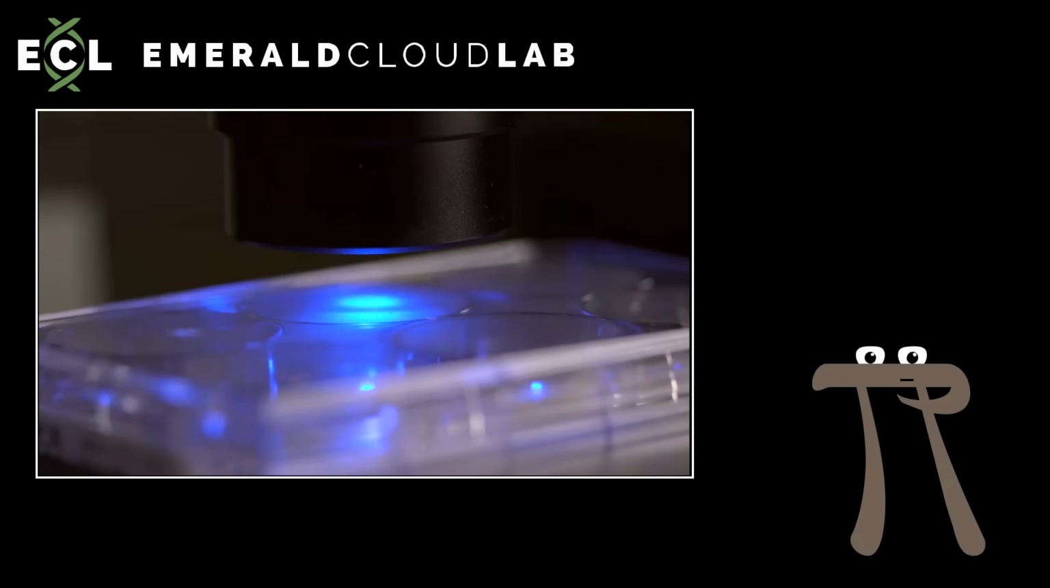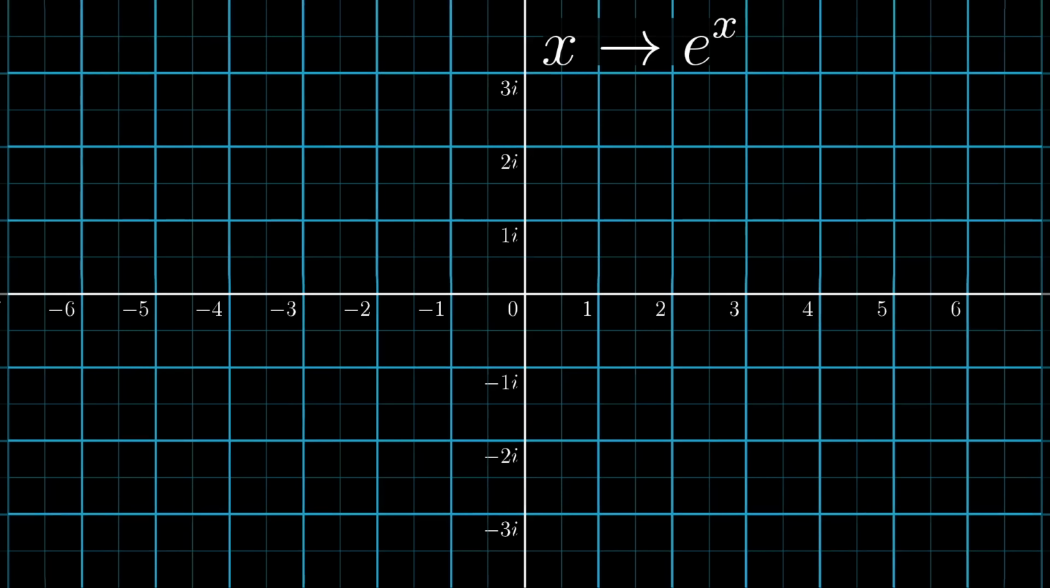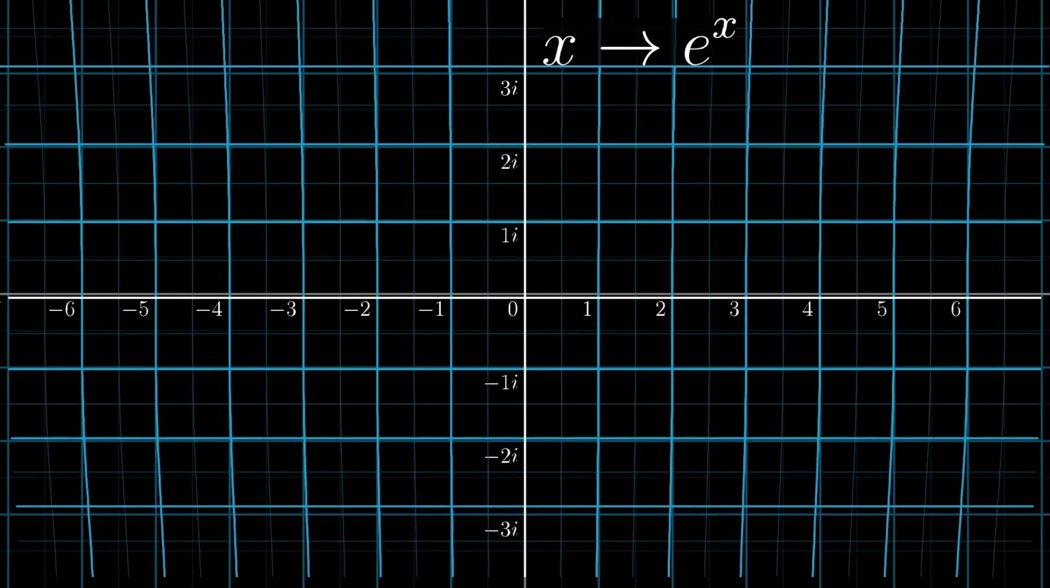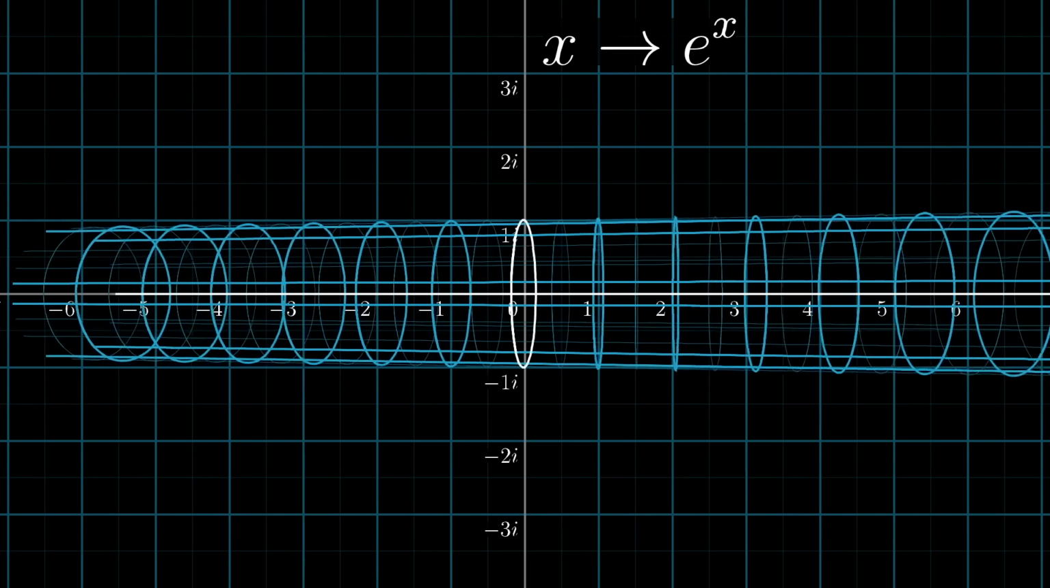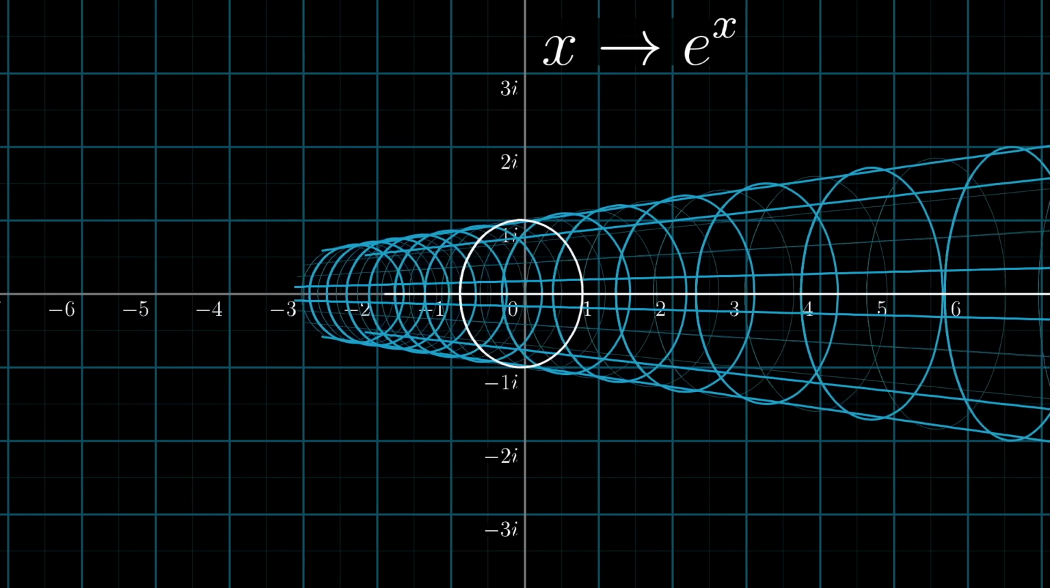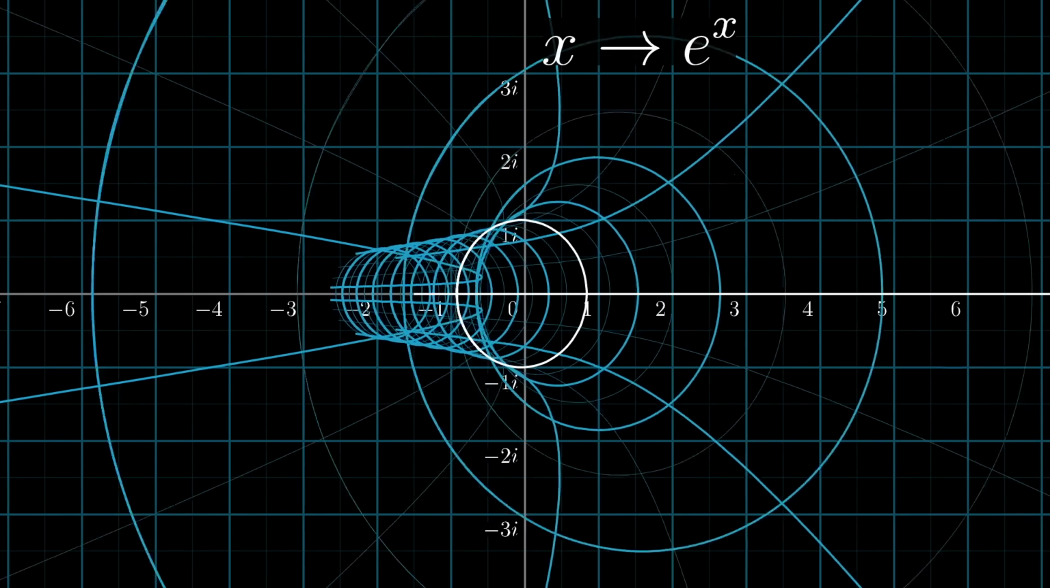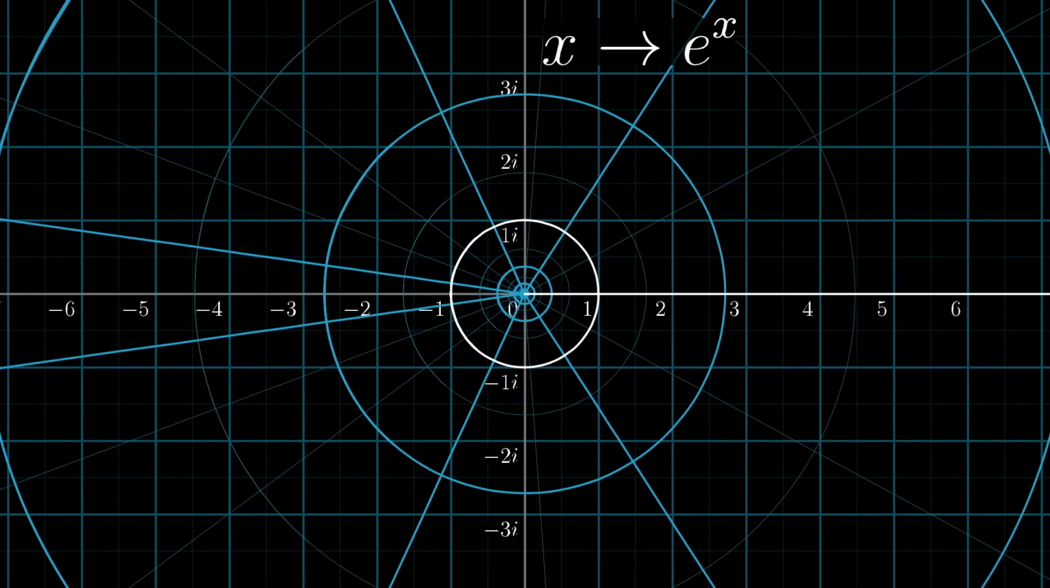Alright, so e to the x transforming the plane. I like to imagine first rolling that plane into a cylinder, wrapping all those vertical lines into circles, and then taking that cylinder and kind of smushing it onto the plane around 0, where each of those concentric circles, spaced out exponentially, correspond with what started off as vertical lines.